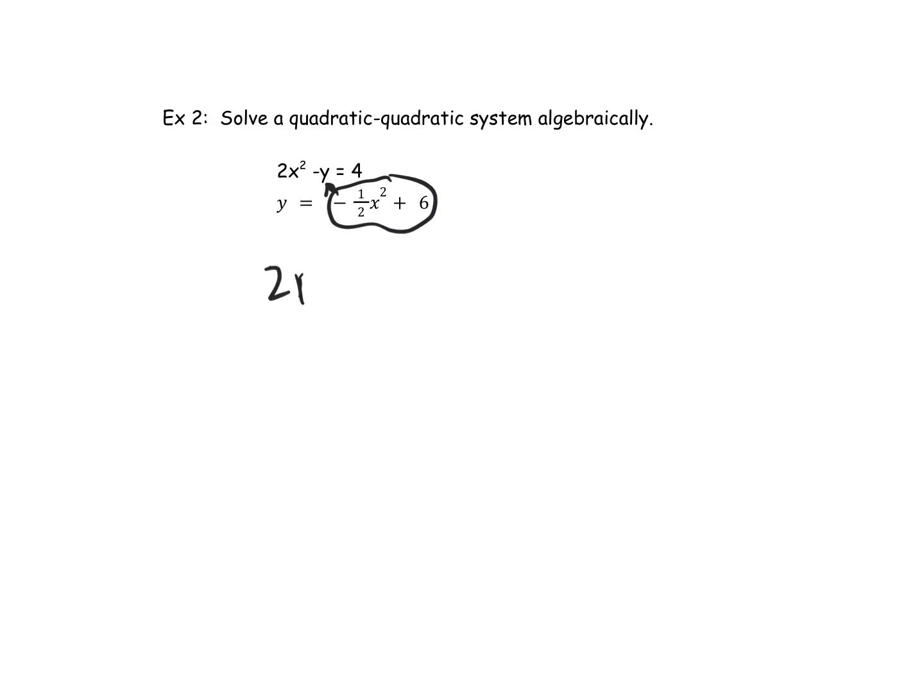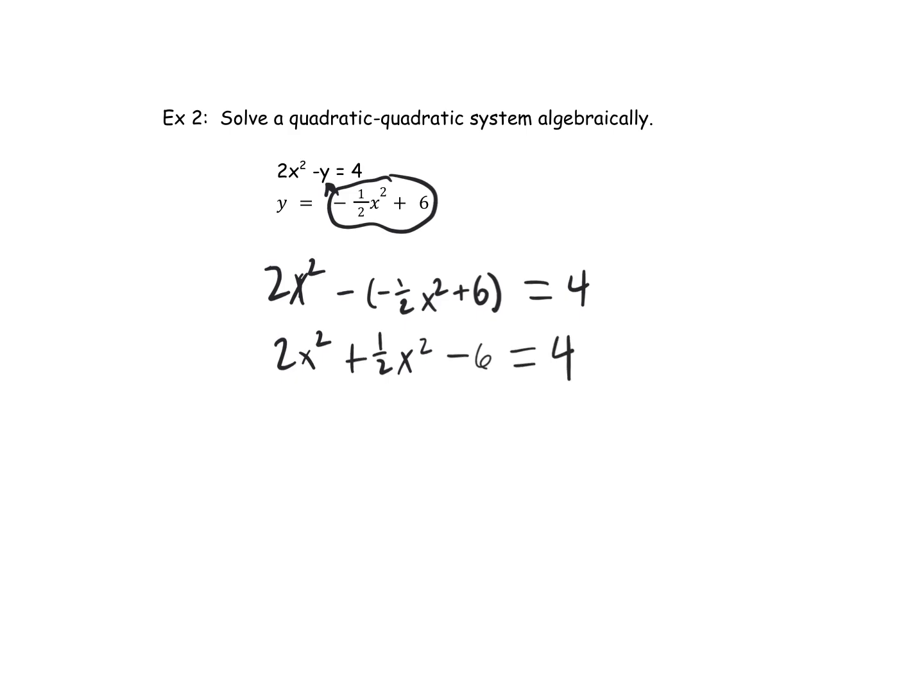So that becomes 2x squared minus, and put this all in parentheses, -1/2 x squared plus 6, close the parentheses, equals 4. All right, and so then I am going to distribute that negative, so it becomes 2x squared plus 1/2 x squared minus 6 equals 4. And then combine like terms, 2x squared plus 1/2 x squared is 5/2 x squared minus 6 equals 4.